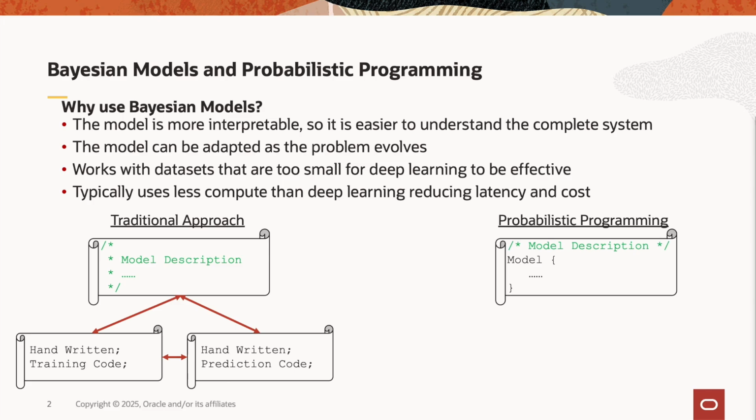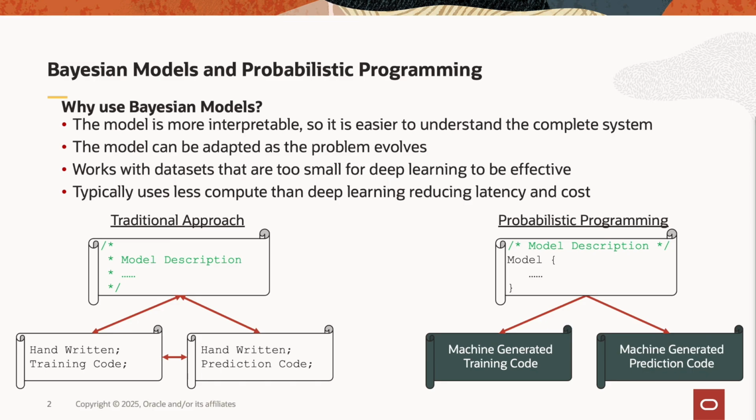So the idea behind probabilistic programming is to raise the level of abstraction and to have a simple language that, instead of having the comments, we write the model in this higher level language, and then we use tooling to construct all the required inference code. This greatly reduces the cost of implementing and maintaining Bayesian models.